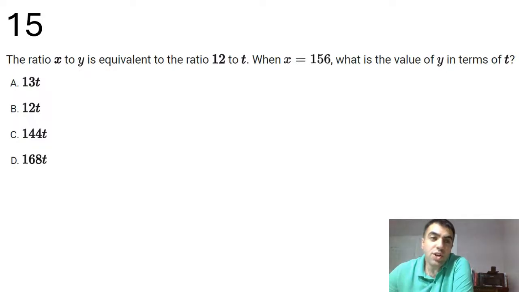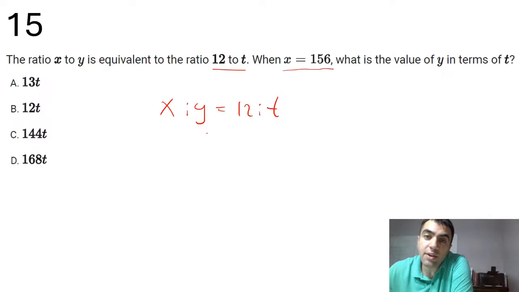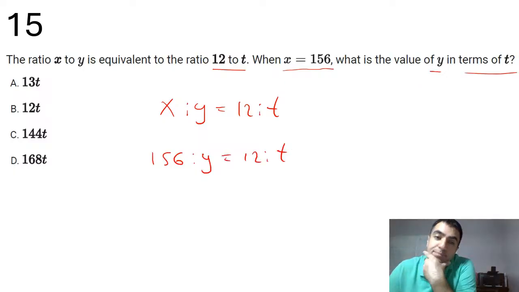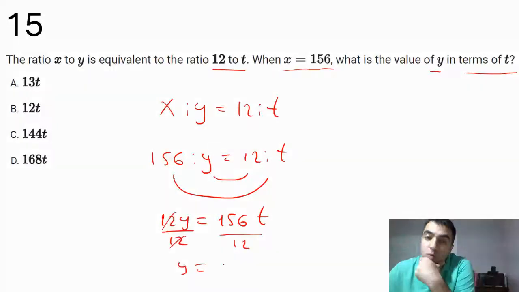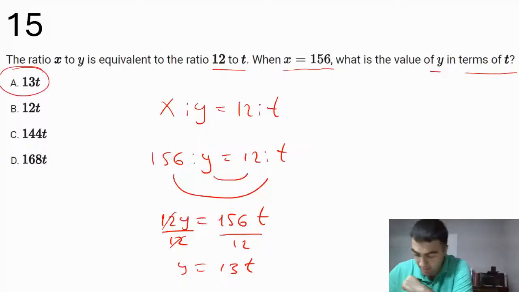The ratio x to y is equal to the ratio 12 to t. X to y, 12 to t. When x is equal to 156, 156 over y is equal to 12 over t. What's the value of y in terms of t? We can say that we should multiply these terms. 12y is equal to 156t, and we should divide both by 12. We get 13t. This is A.